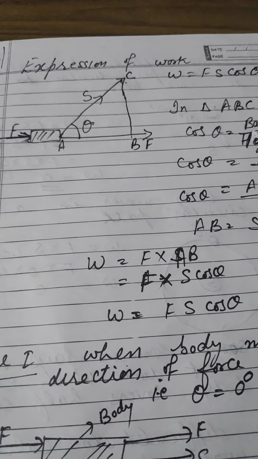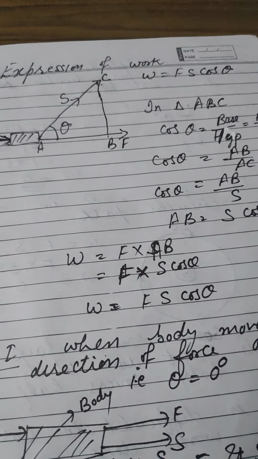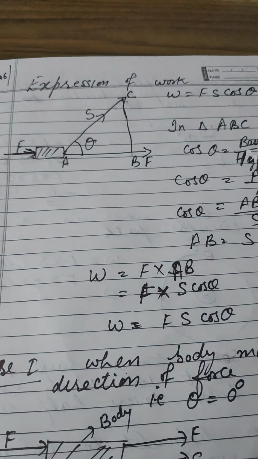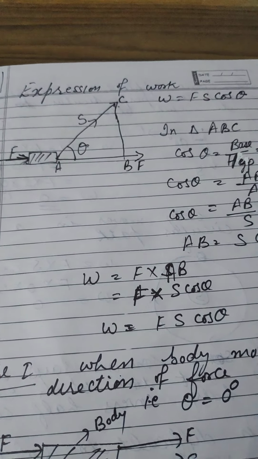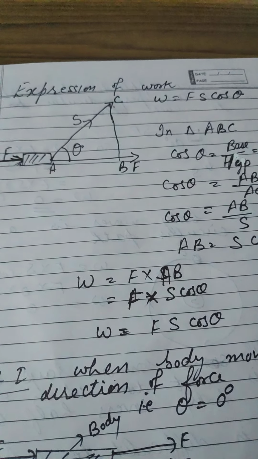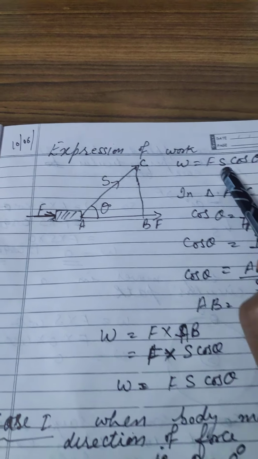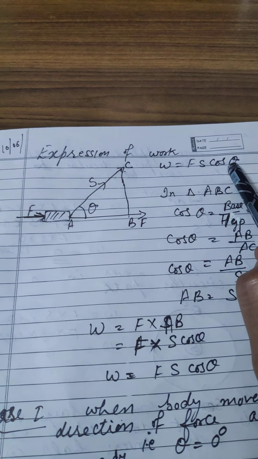Hello students, I am going to continue the second chapter, work, energy and power. In the previous video we did the introduction of the work. Now we are going to start with the expression of the work: W is equal to F S cos theta. How are we getting it?